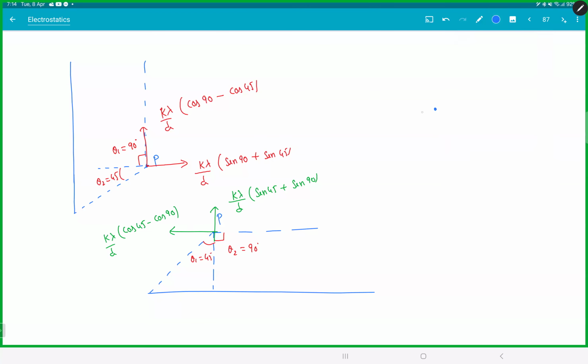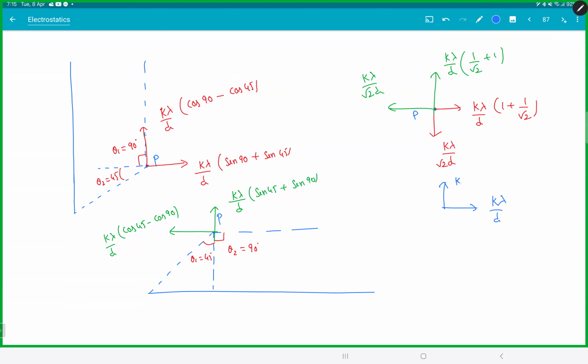So now if you try to put it at point P, if you look at the red one, this will be kλ by d, 1 plus 1 by root 2. This one, cos 90 is 0, it's a minus sign, so kλ by d, 1 by root 2. This green one will go up, kλ by d, 1 by root 2 plus 1. This will be this way, kλ by d, 1 by root 2. You can clearly see it is done. So we get a component here kλ by d, and we get a component in the upward direction kλ by d. So the field at point P will be kλ by d (i cap plus j cap).